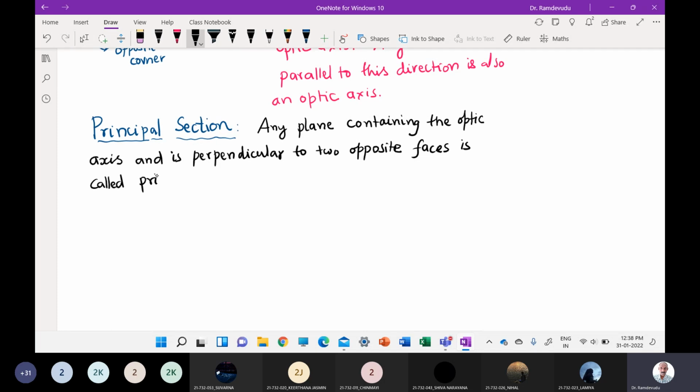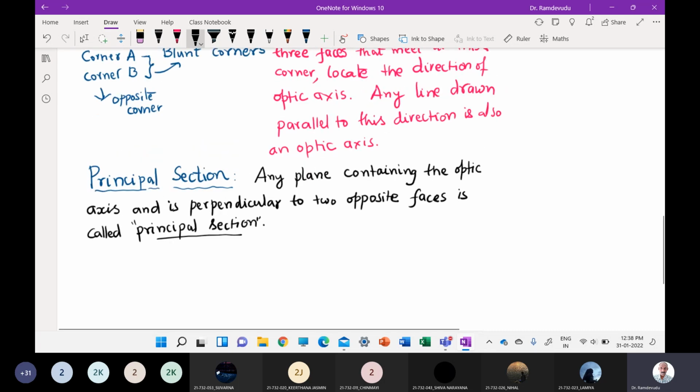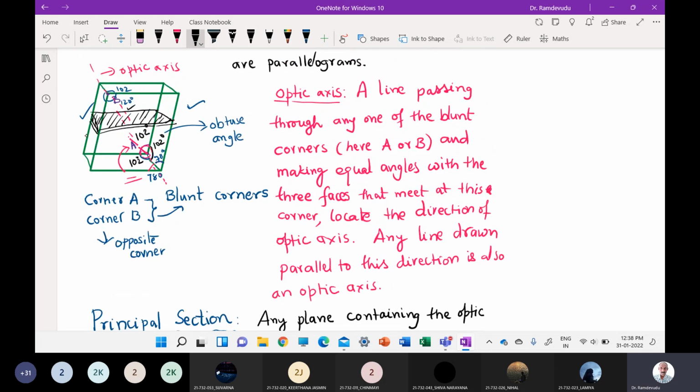So from this definition, if you once again look at the figure, we call it the principal section. If I go here, these are the opposite faces. This is the opposite face, this is the opposite face. To this I am cutting perpendicular. This is the perpendicular cutting. I am cutting it perpendicularly. And this slice, if you take it, is a plane.